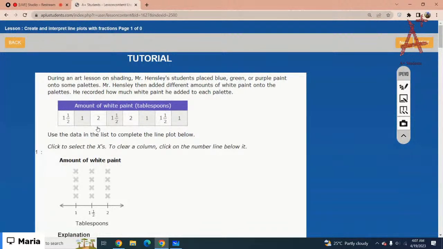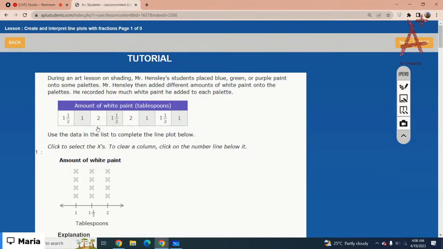So during an art lesson on shading, Mr. Hensley's students placed blue, green, or purple paint onto some palettes. Mr. Hensley then added different amounts of white paint onto the palettes. He recorded how much white paint he added to each palette: 1 whole 1 by 2, 1, 2, 1 whole 1 by 2, 2, 1, 1 whole 1 by 2, and 1. Basically, that is the data given.